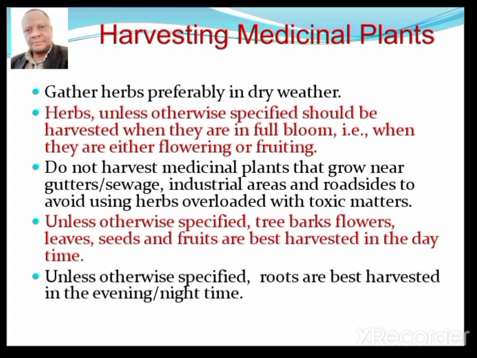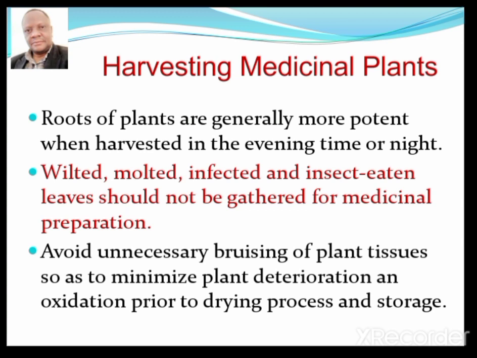Unless otherwise specified, all the tree barks, flowers, leaves, seeds, and fruits are best harvested in the daytime. Don't harvest them at night. Unless otherwise specified, roots are best harvested in the evening or night time. When you want to harvest roots of plant, evening, night time is the best. That's when the nutrients in the roots are much. Roots of plants are generally more potent when harvested in the evening time or night time.